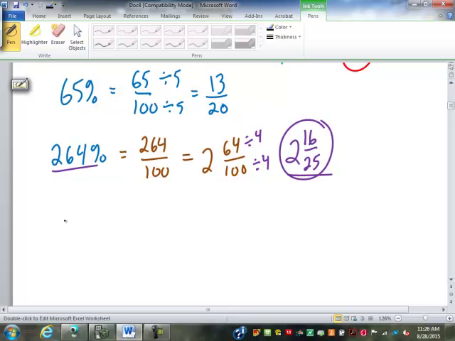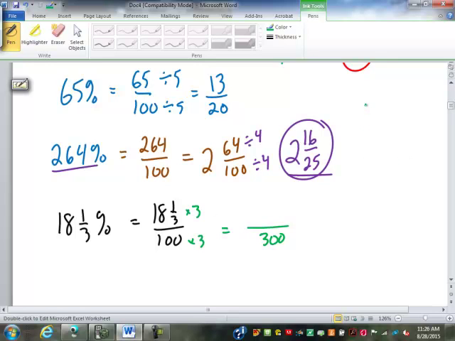How about 18 1/3%? It's still going to become 18 1/3 over 100. But we don't like having fractions within our fractions. So how do we go about getting rid of a fraction? Well, the easiest way to get rid of a fraction is to multiply by its denominator. So here, if we were going to get rid of the 1/3, the denominator is 3. So if I multiply by 3 on top and bottom, of course on bottom I get 300.